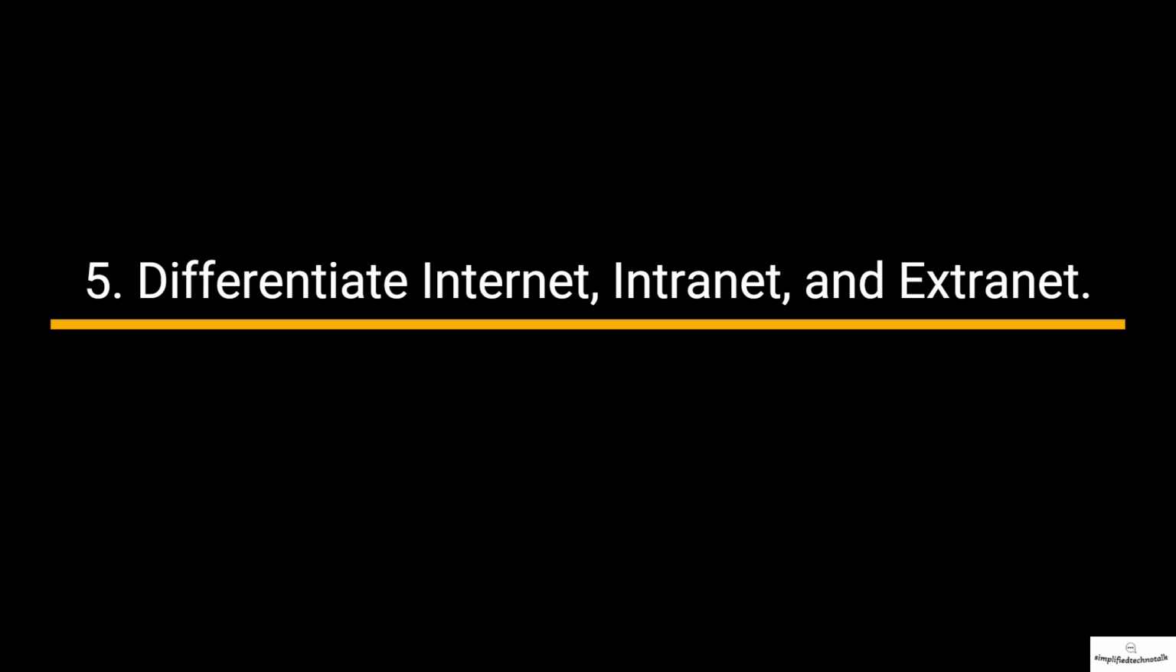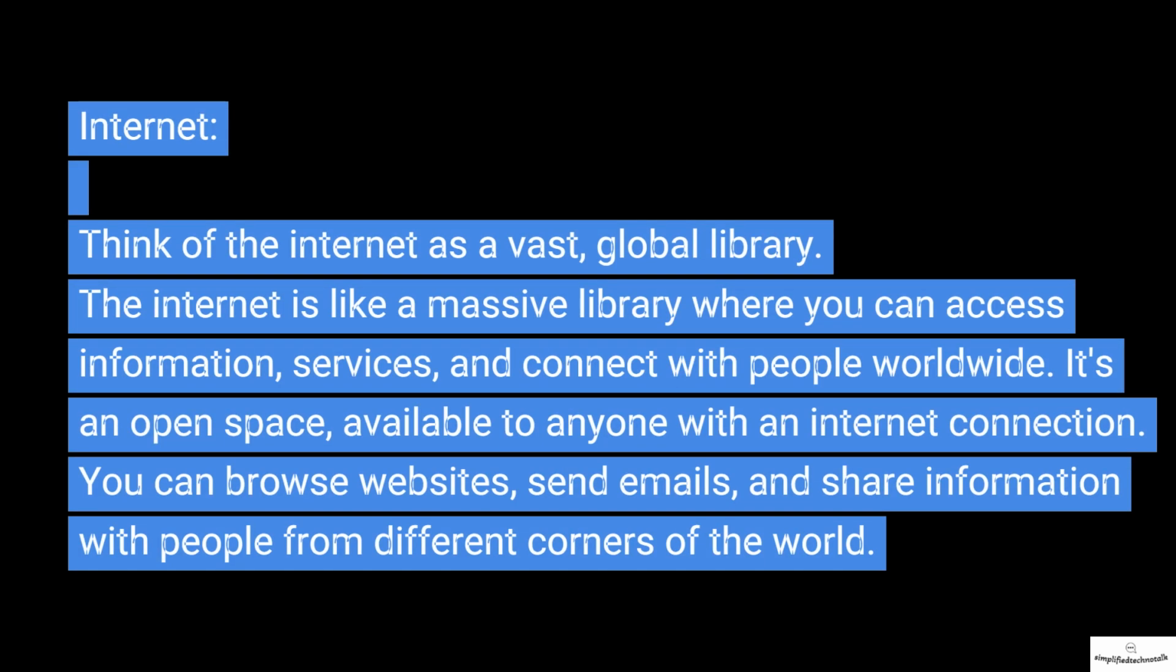5. Differentiate Internet, intranet, and extranet. Internet. Think of the Internet as a vast, global library. The Internet is like a massive library where you can access information, services, and connect with people worldwide. It's an open space, available to anyone with an Internet connection. You can browse websites, send emails, and share information with people from different corners of the world.